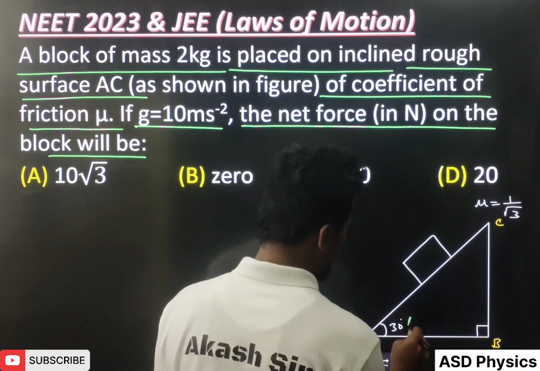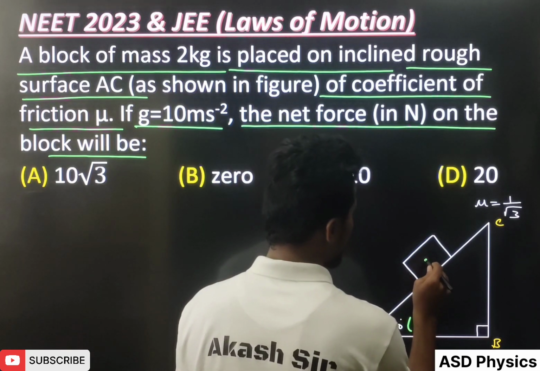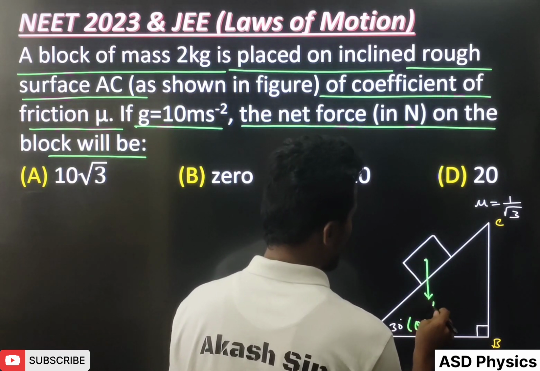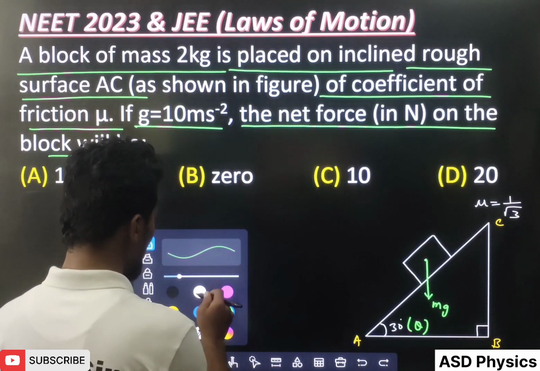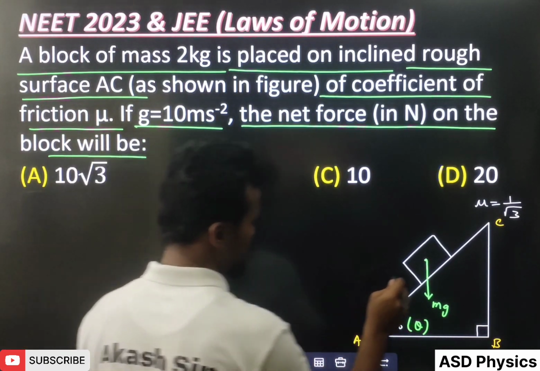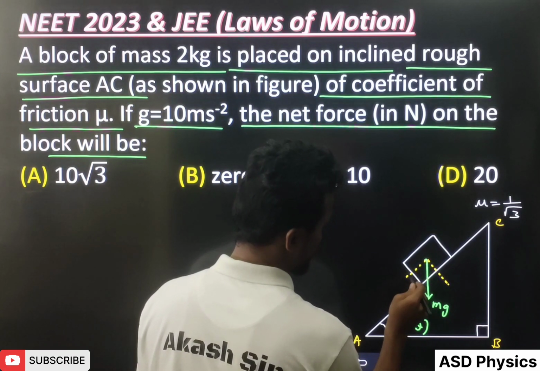So let's take, for example, this angle is theta. Generally I am taking the angle here. So if we talk about here, the weight mg will act vertically downward. After that, I will just draw one rough parallelogram here, like this.